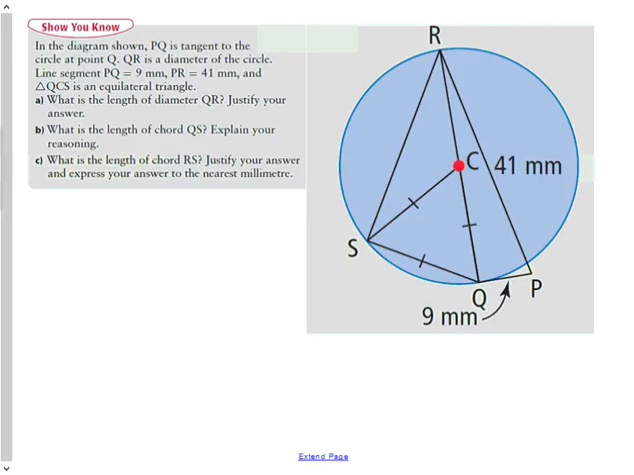Okay, so now that you got that one, here's a Show You Know that's probably very similar to that question, just a little bit different, but has all the same information. So press pause in this video, give this Show You Know a try, and then press unpause to see how well you did.